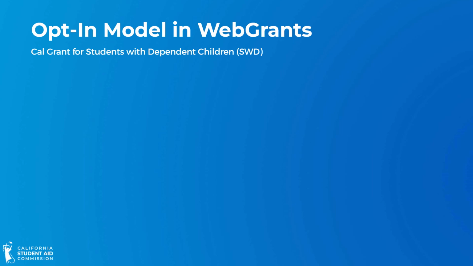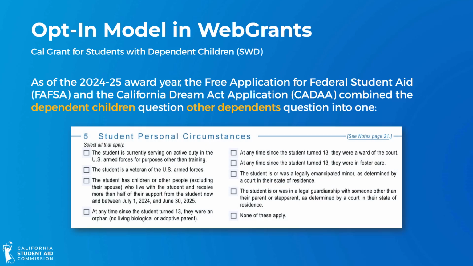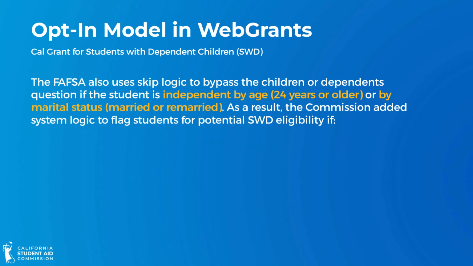Beginning in 24-25, SWD awards are now processed under an opt-in model. This is in response to the FAFSA and CADAA combining the dependent children question and other dependents question into one. Students who answer yes to this question will be flagged for a potential SWD award. The Commission will also flag students for a potential SWD award if the student meets certain criteria.